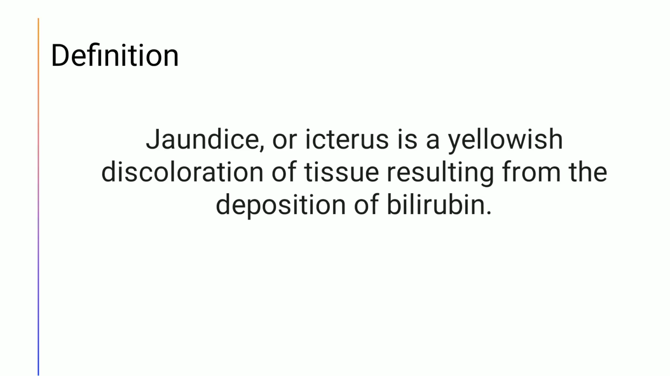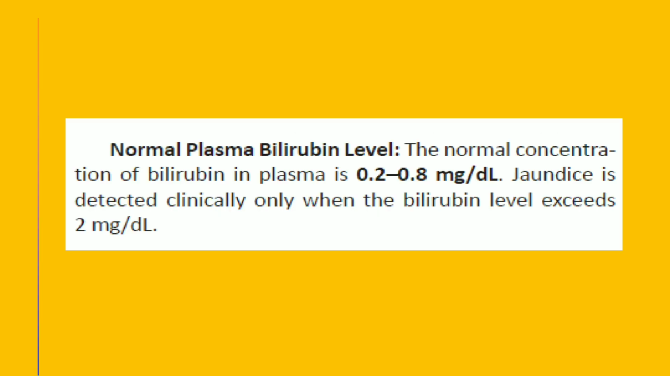So according to this, the definition of jaundice is very important. Jaundice is a clinical condition. What is that? It is a yellowish discoloration of tissue resulting from deposition of bilirubin. Why is bilirubin deposited? Because we know that the normal concentration of bilirubin in plasma ranges between 0.2 to 0.8 milligram per deciliter. Jaundice is detected clinically only when the bilirubin level exceeds 2 milligram per deciliter. So it is clear that all hyperbilirubinemia is not jaundice.